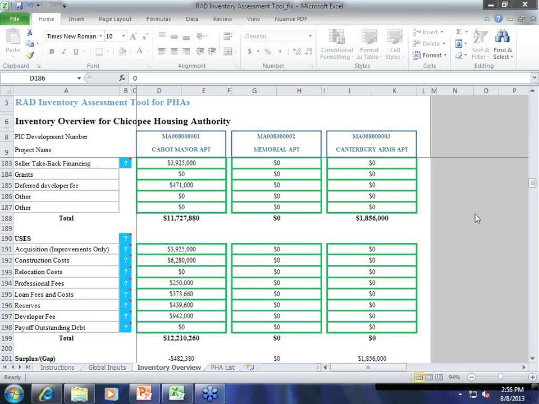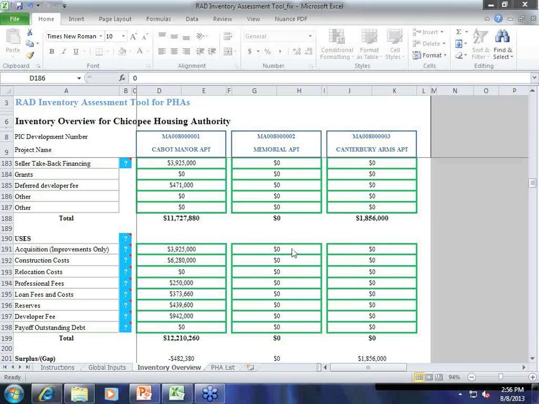I'm wondering, under the RAD inventory assessment tool, I have scattered site units, but they're not within one particular AMP. So how would you extrapolate just the units that you would like to run the inventory assessment tool on? Within each AMP, there may be properties that are not scattered sites as well. Okay, so you've got scattered sites, and they are included in multiple AMPs. Right, along with other properties, right?